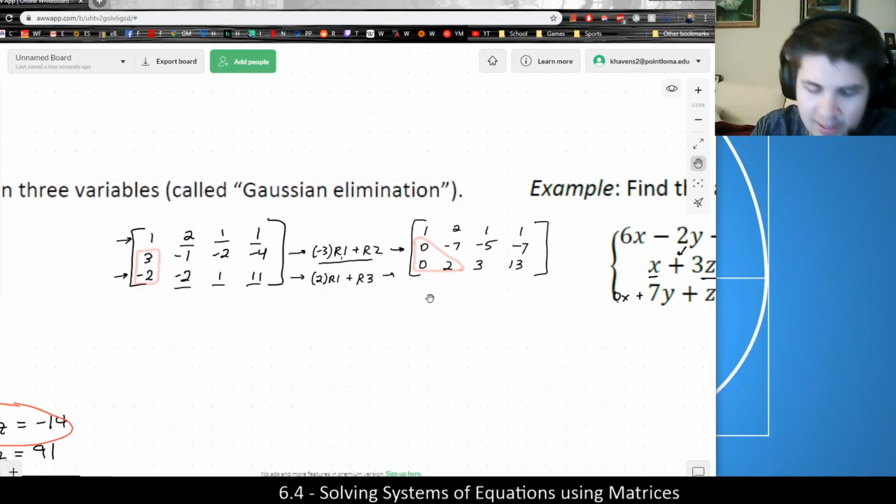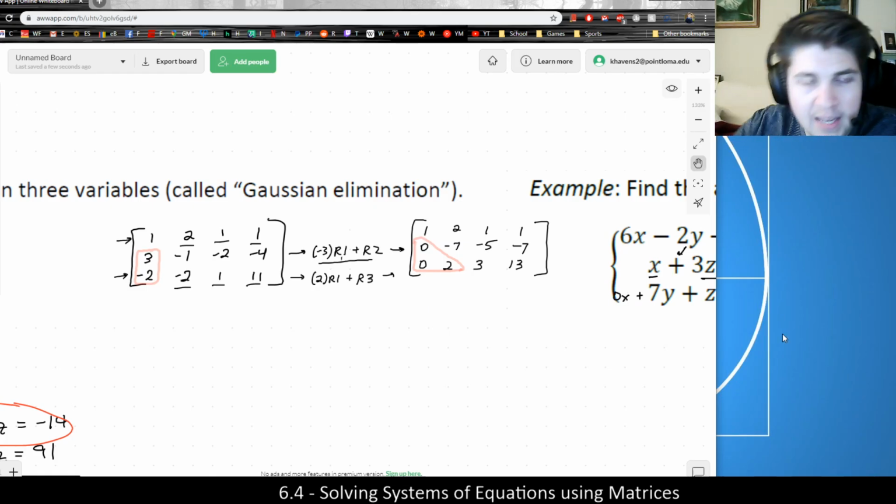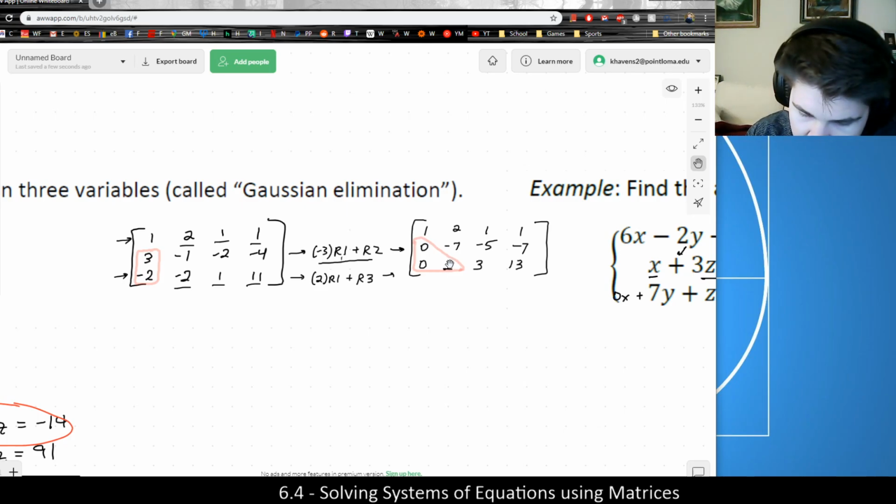And I'll just finish this example because I didn't really explain that very well before. But basically, next I'm going to use row 2 and row 3. I can then add these together to formulate 0 in this spot, which is what I want to do next. And so basically, I'm going to leave row 1 alone. I'm going to leave row 2 alone for now.